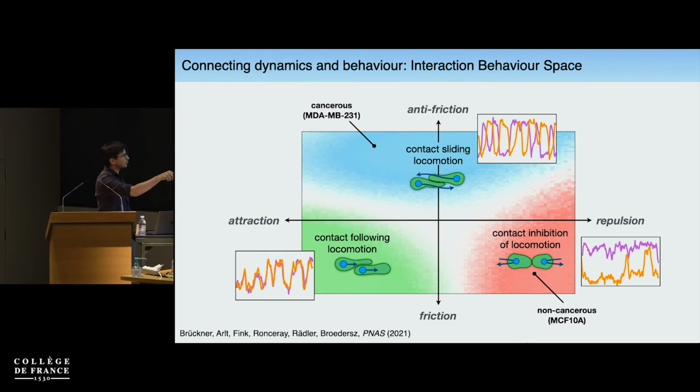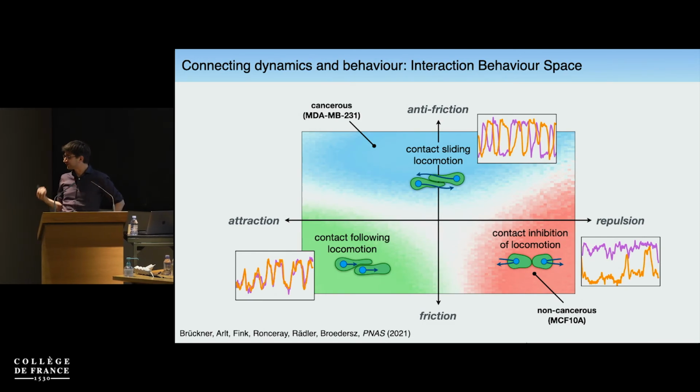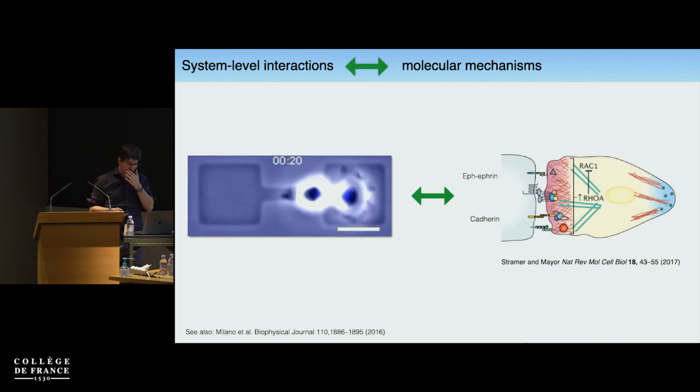In the lower left quadrant, here we actually didn't encounter a single cell, but we see a dominance of following type interactions. And this has actually been observed for other cell types in other contexts, which was termed contact following of locomotion. So what we hope is that with this interaction behavior space, we can provide a more unified description to capture different types of cell-cell collision behaviors within the same framework.